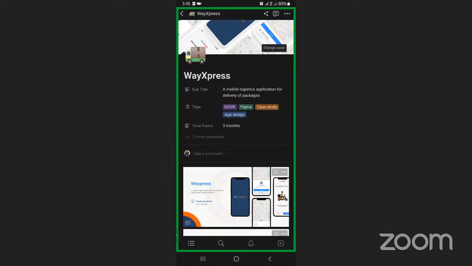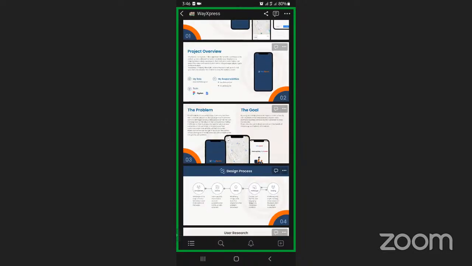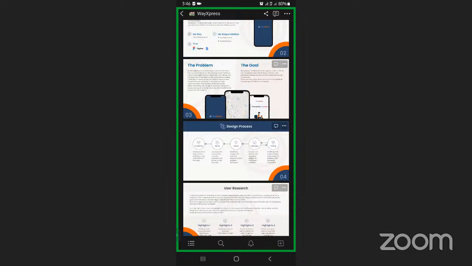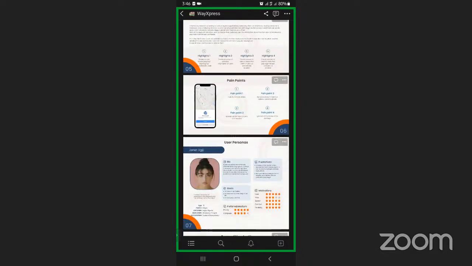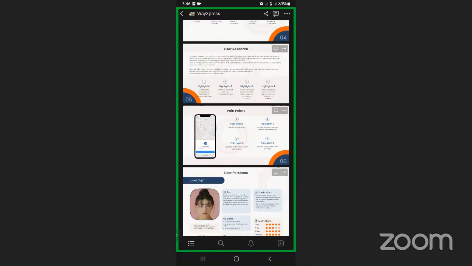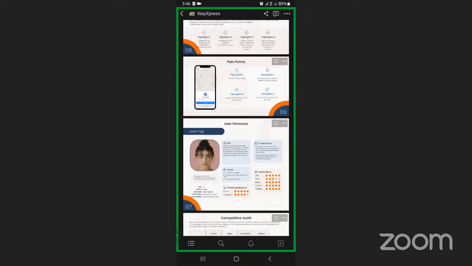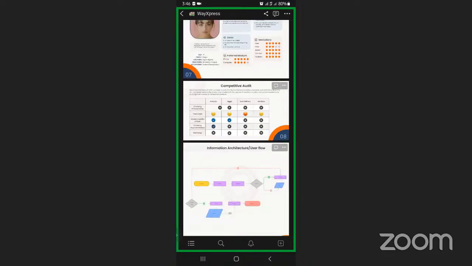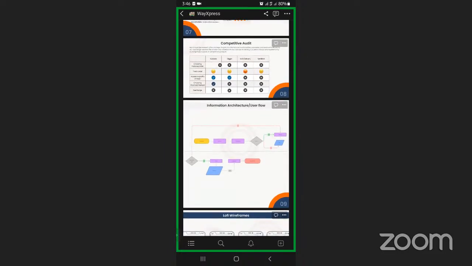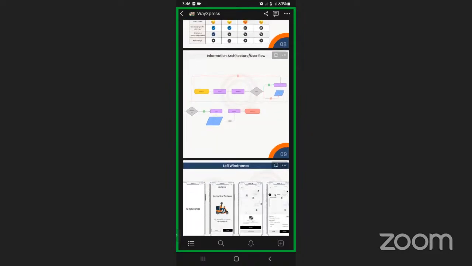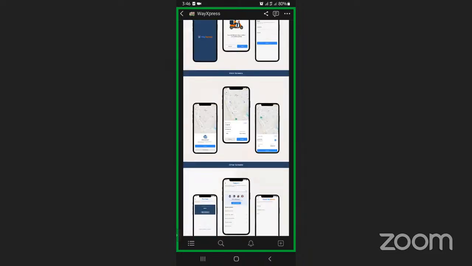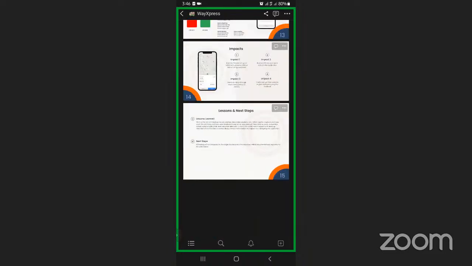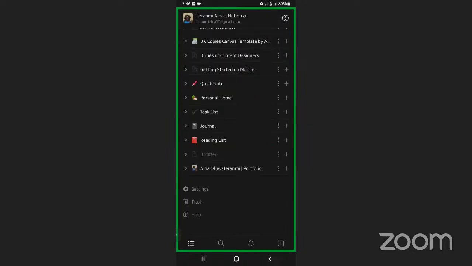Yeah. So I did a project overview. I had to get the problem, the goals, the design process, then some of the pain points I got from people. I made use of a user persona, and an analysis with other applications. I did information architecture. I did lo-fi, and I did hi-fi and some other things. So let me open another one.